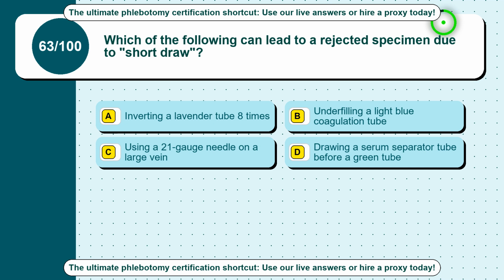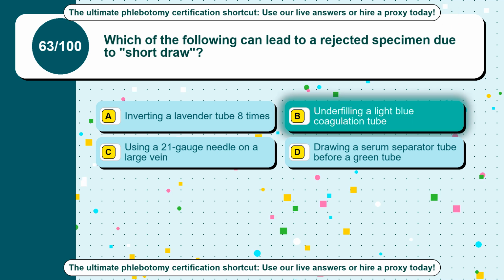Question 63. Which of the following can lead to a rejected specimen due to short draw? Option A. Inverting a lavender tube 8 times. Option B. Underfilling a light blue coagulation tube. Option C. Using a 21-gauge needle on a large vein. Option D. Drawing a serum separator tube before a green tube.